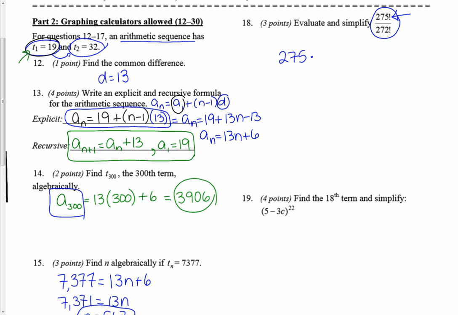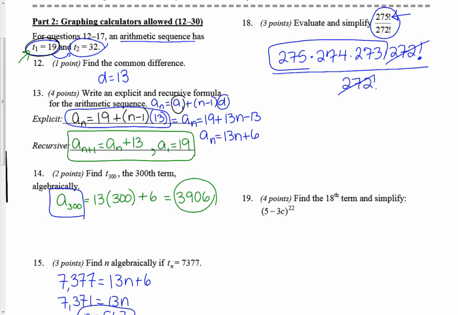275 times 274 times 273 times 272. I could keep doing this forever, but I'm going to stop right now because I have 272, which is what I had on the bottom. 272 factorial over 272 factorial would reduce out, and now I'm just going to use my calculator to do the multiplication of these three numbers. So if I do that, I get 20,570,550. And that's the answer to this question.